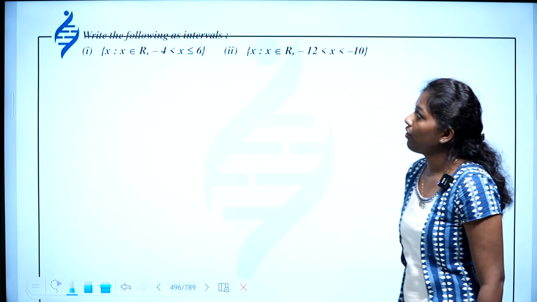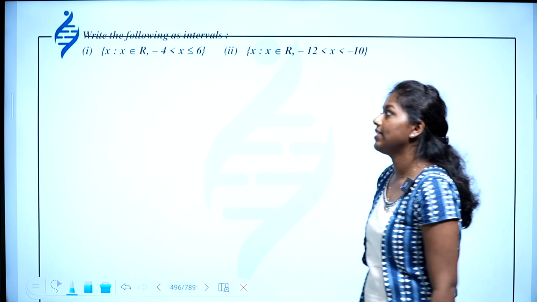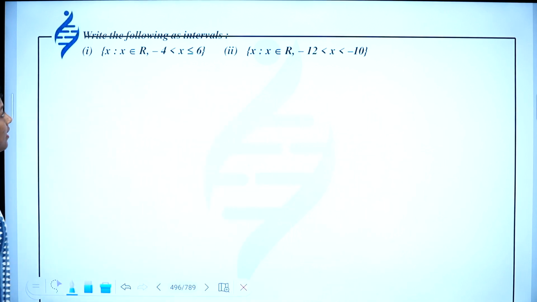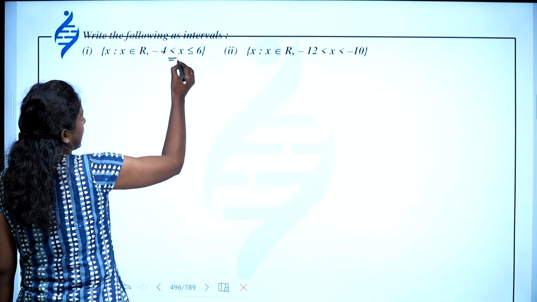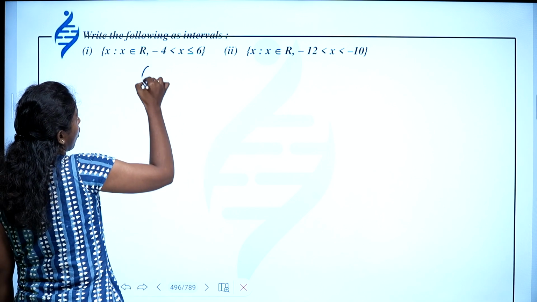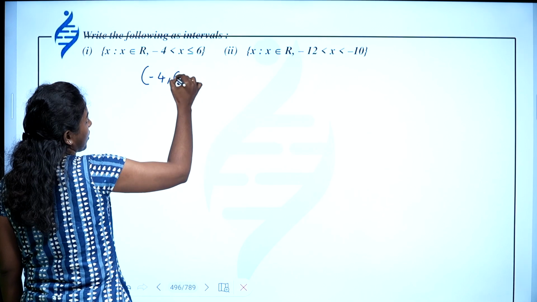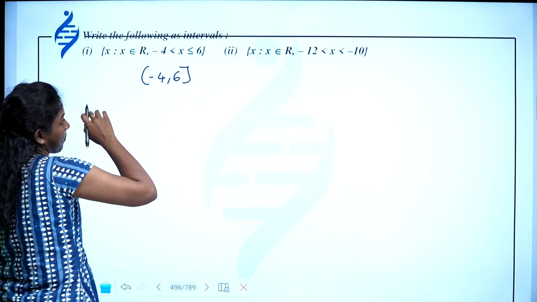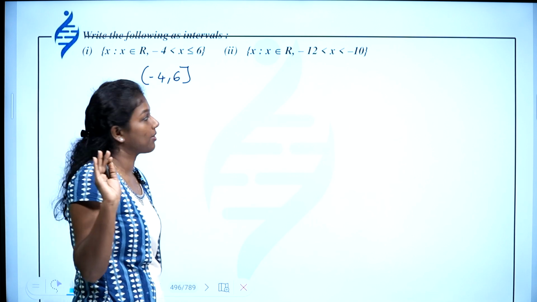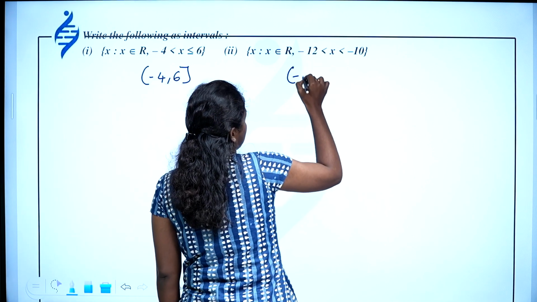Then write the following as intervals. You want to write it like intervals. So for writing like that, see here there is a less than symbol. Less than symbol means this is an open bracket, and here less than or equal to, so closed bracket. Closed bracket means our square bracket, open bracket means rounded bracket. Then here both are less than or equal to, means less than.